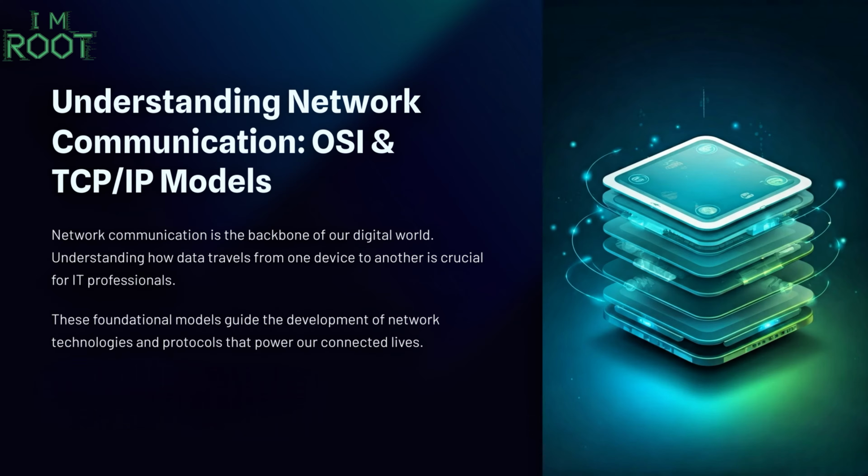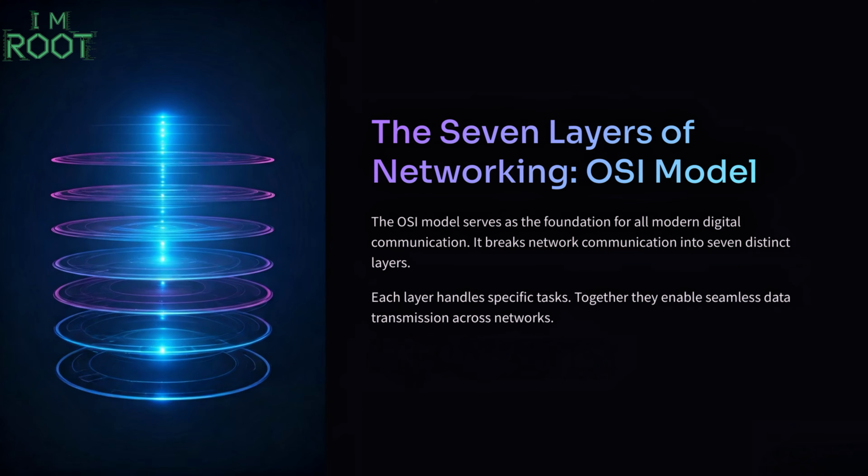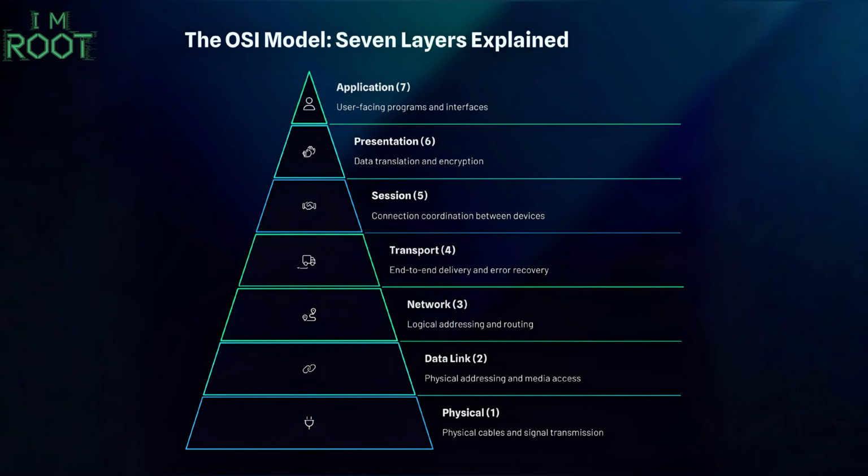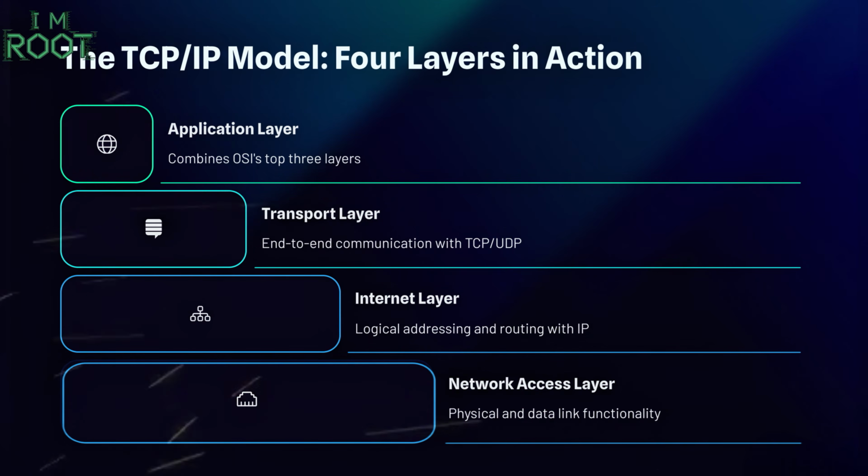The OSI and TCP/IP models. Next, let's talk about network models. OSI model, a 7-layer framework that defines how data moves from one application to another. The layers are physical, data link, network, transport, session, presentation, and application. TCP/IP model, a more practical 4-layer model that includes the network interface, internet, transport, and application layers. Knowing these models helps you understand where issues may occur and how data is processed within a network.